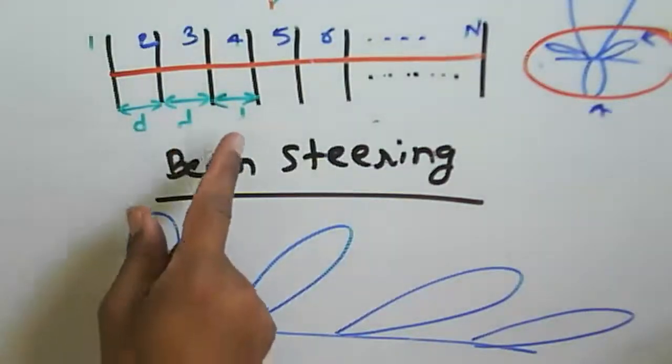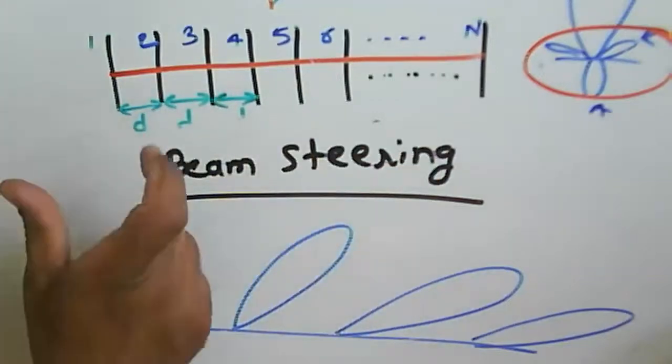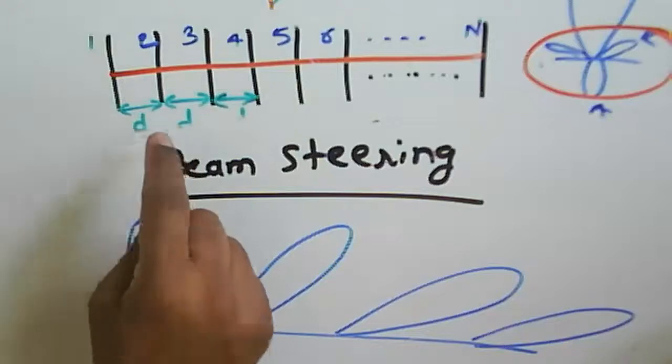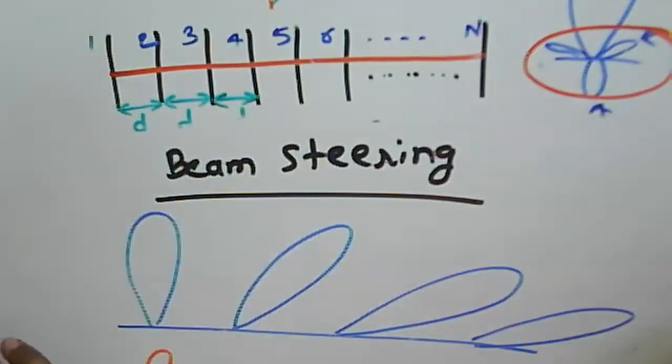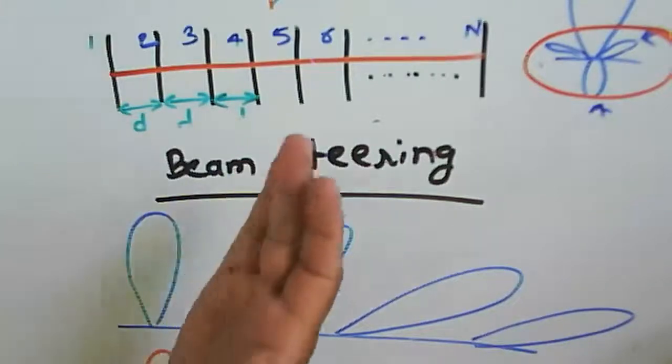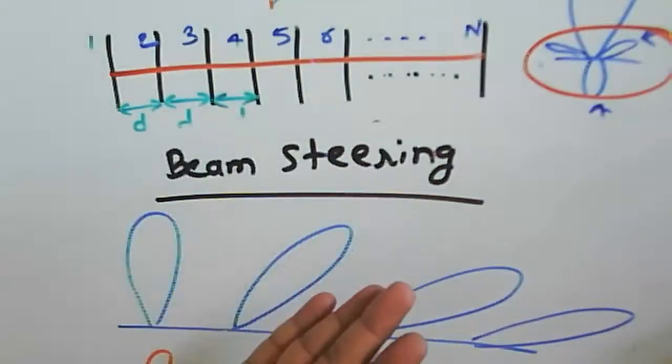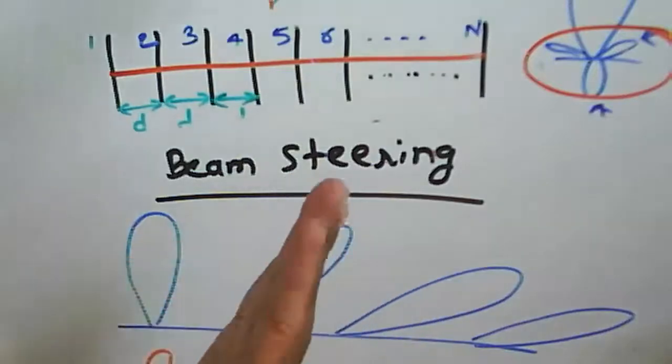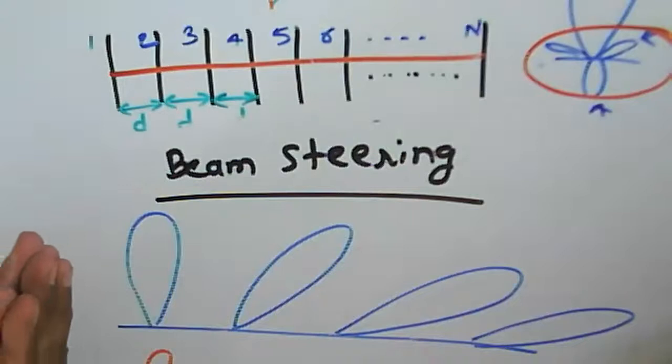And we need to consider that the spacing between the elements is to be equal here. So generally we can say that d is the equal spacing. If we vary the phase of each and every element and we have equal amplitude, then the beam direction will change. So instead of using a mechanical assembly to change the direction of the beam pattern, we can use an electronically steered phased array antenna to change the direction of the radiation pattern.